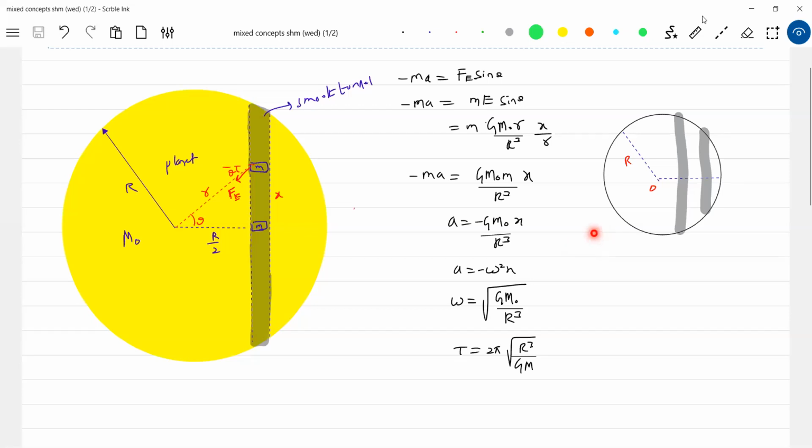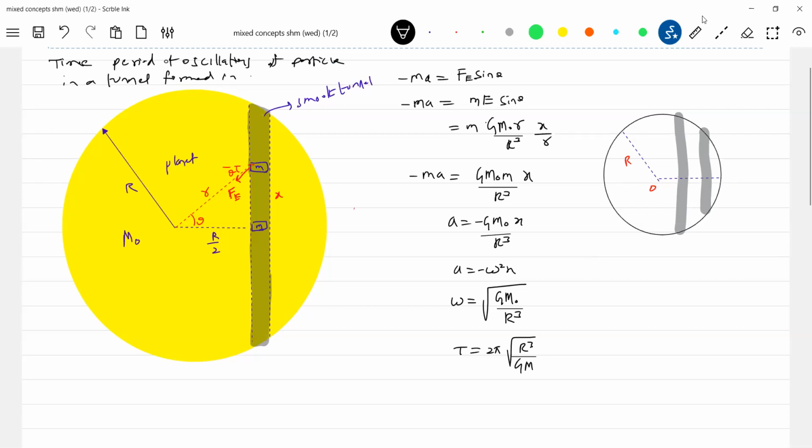There's one basic concept. So this is like a time period of oscillations of a particle in a tunnel formed in a solid sphere, formed in a planet.